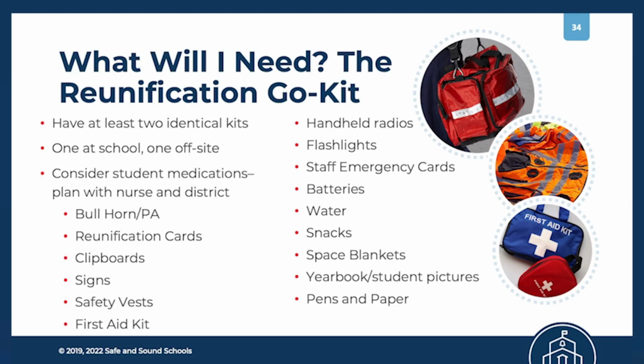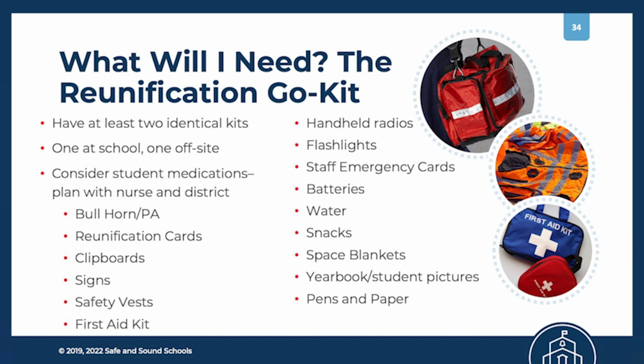One thing that we recommend is that you consider having at least two identical kits, one at school and then one off-site. So, for example, you might have the need to reunify your school community. Everyone has safely evacuated, and now you can't go back into the building to retrieve all of the resources that you need for that reunification. In that case, it's going to be really beneficial if there's another reunification go kit, if you will, that is at your sister school or at your district office that can be brought to your reunification location.